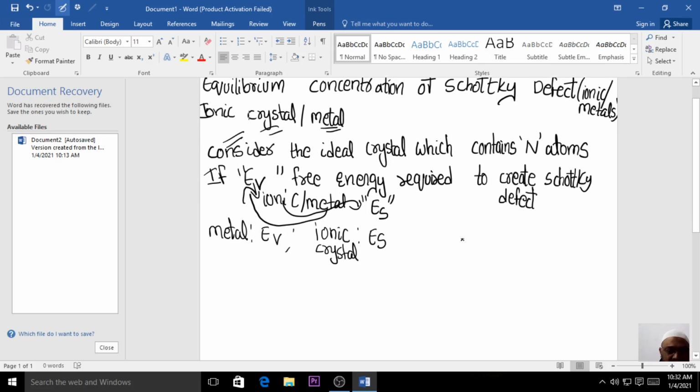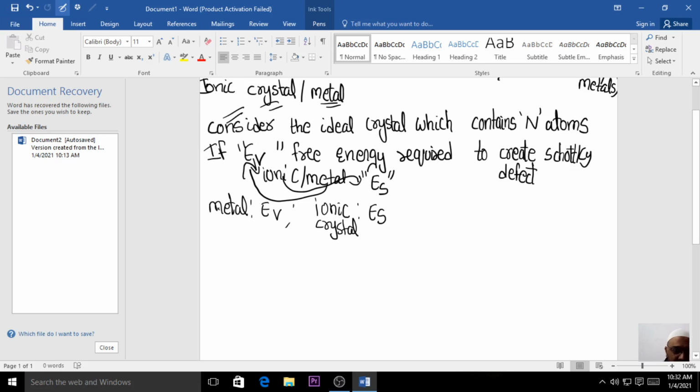Now in today's session we'll comparatively study this. Already this has been done in previous classes. So in today's class we'll consider the probability concept. In that probability concept we'll use permutation and combination, to get the probable value of creating a Schottky defect.